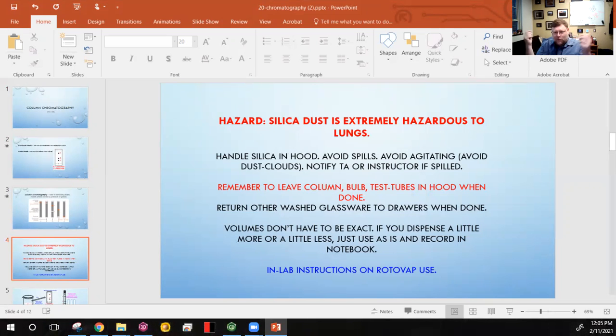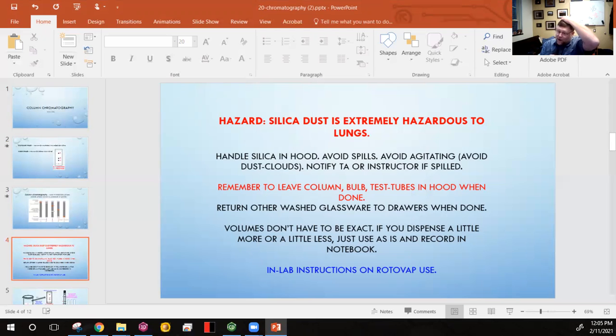Don't spill it. Don't throw it around. Don't agitate it. It's really fine. These are really fine particles, and the particles themselves, not to your skin, but to your lungs, are sharp. Right? They're jagged particles.